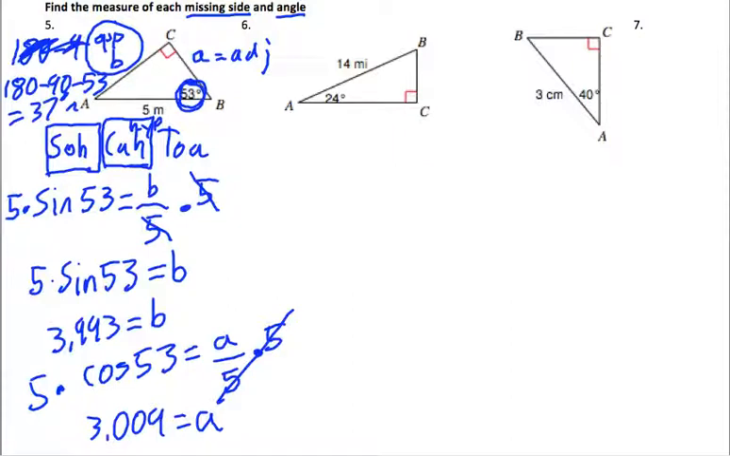It's just using SOHCAHTOA. And actually 6 and 7 are going to use the exact same solution procedures. Let's go ahead and work through those now. So if we look at number 6, we know 24, and that means across the triangle, little a is opposite of the angle that we know.